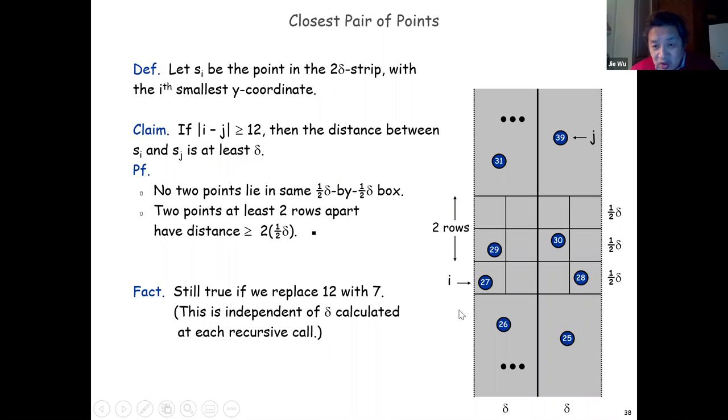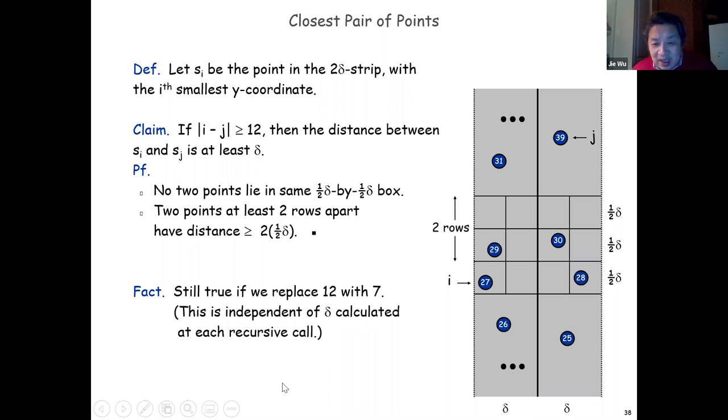So that means if you sort these points based on the Y value, then for each point you only need to look at the next 12. The reason is that if it's more than 12, the distance between i and j is already more than delta. That's very simple mathematics, because you know the grid size already. That's actually a very rough estimation. In reality, this 12 can be reduced to 7, but we don't really care whether it's 12 or 7. It's a constant number. In other words, for all these points sorted by Y, each one just compares with its neighbors within the next 12. So is this a linear solution? Yes. All you need to do is look at the points linearly. So again, let me just repeat.